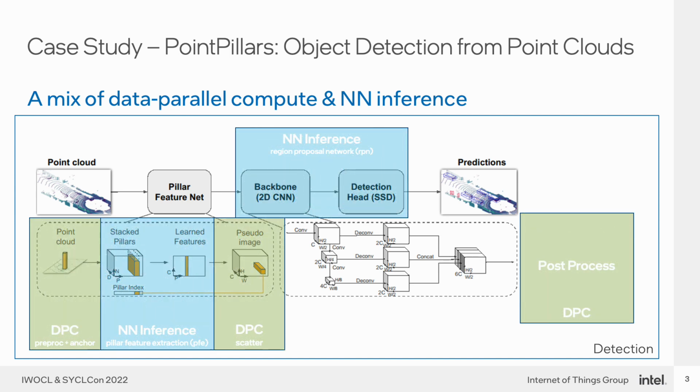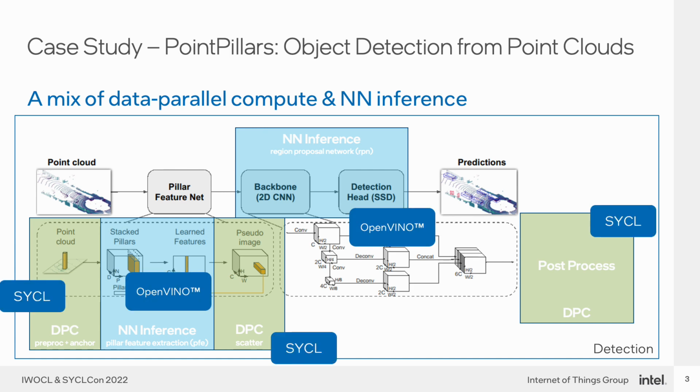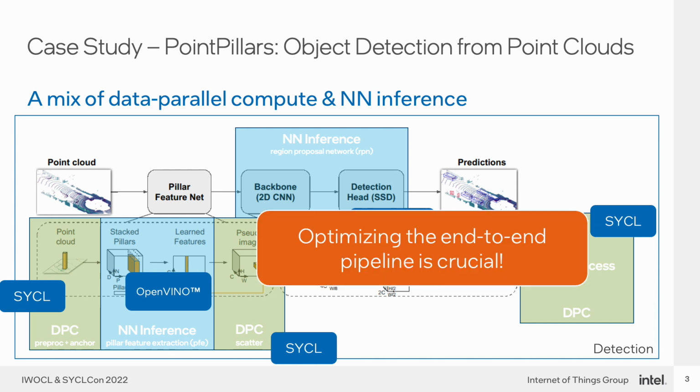Rather, the point pillars pipeline is a mix of general data parallel processing and deep learning inference stages. With point pillars, one must shift compute from a deep learning inference engine to a data parallel compute engine, and vice versa. The deep learning engine that we'll be using today as an example is OpenVINO, and the data parallel compute API is SYCL. Since there is a back and forth data flow between different APIs in a workload like this, it is not only important to optimize the individual compute stages, it's also essential to optimize the entire end-to-end pipeline.